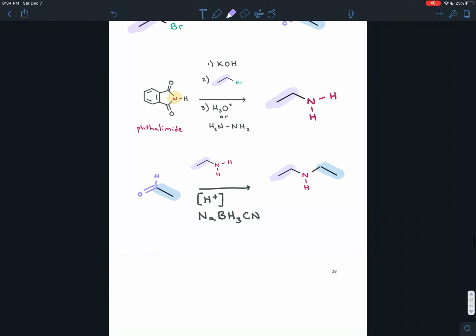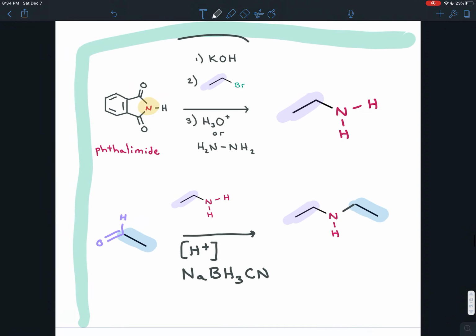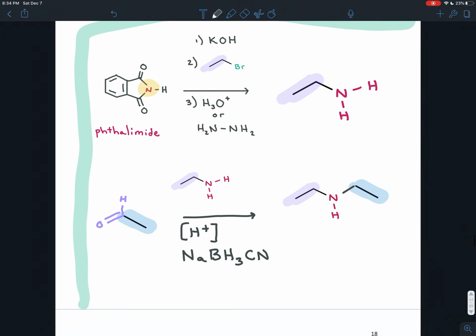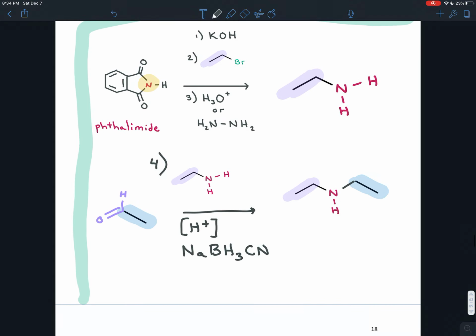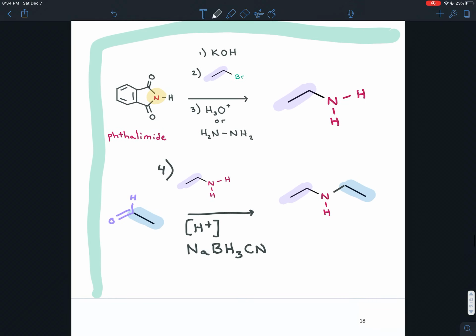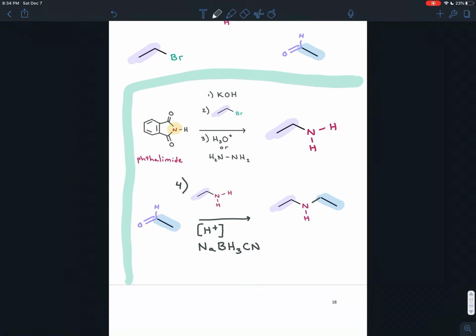So ultimately, the synthesis for this has several steps. The first three steps are the Gabriel synthesis. That makes a primary amine. And then as a fourth step, we'll take the amine we made from the Gabriel synthesis, combine it with the aldehyde that we knew we needed from analyzing the original molecule, and combine that with an acid catalyst and a weak reducing agent like sodium cyanoborohydride. And that synthesis will give us our product, diethylamine.